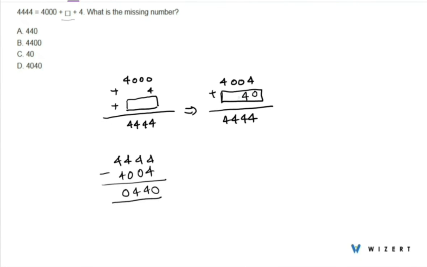0 plus 4 has to be 4. So there will be again a 4 over here. And 4 plus something has to be 4. So there will be a 0 here. So what do we get? In both cases we get the required number equal to 440. So the answer is option A.